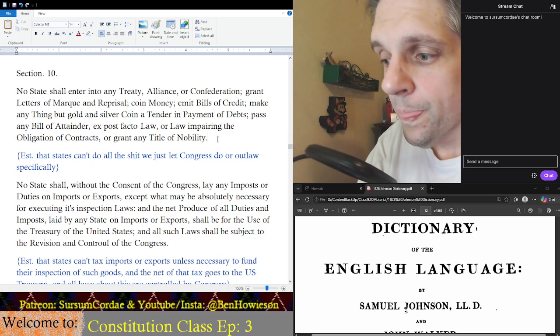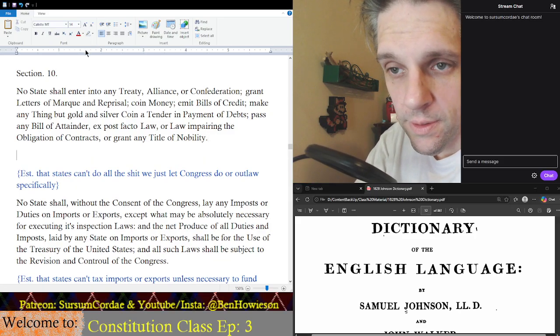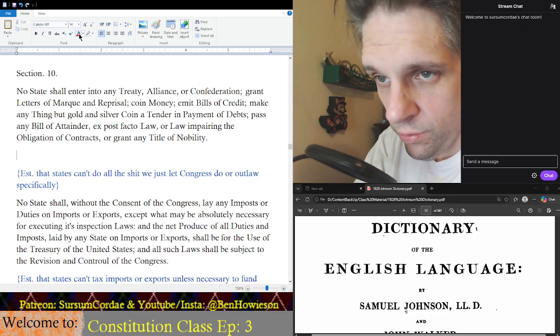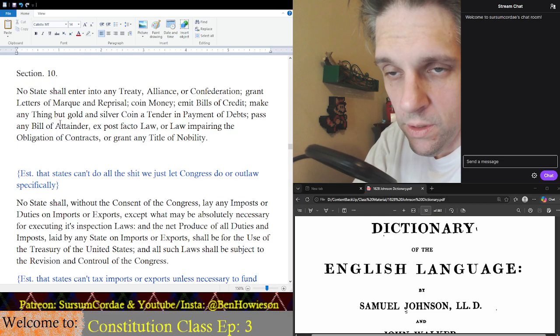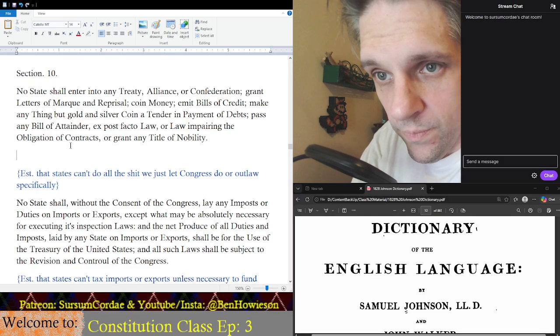Let's see. So now we're in a new section. What else can Congress and Congress not do? That's this whole first article. Remember, the first article all outlines Congress and its powers. So section 10 here, Congress is saying other stuff.